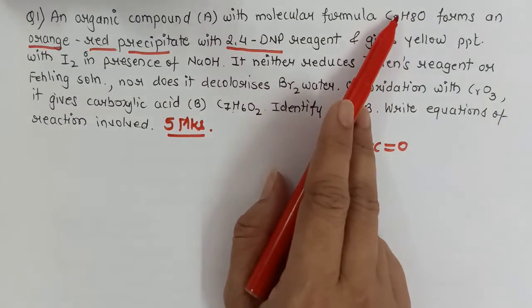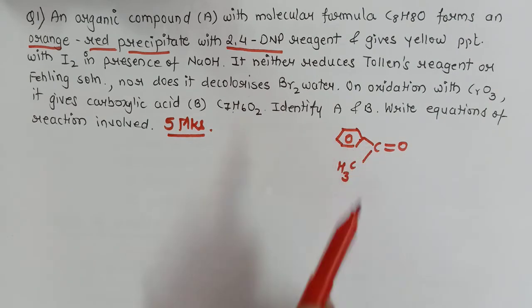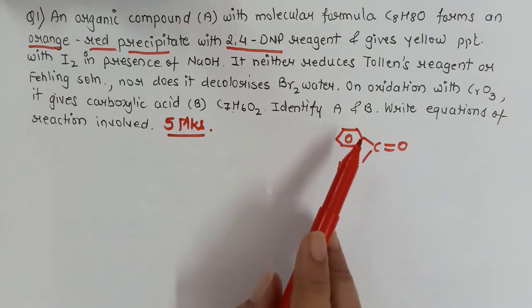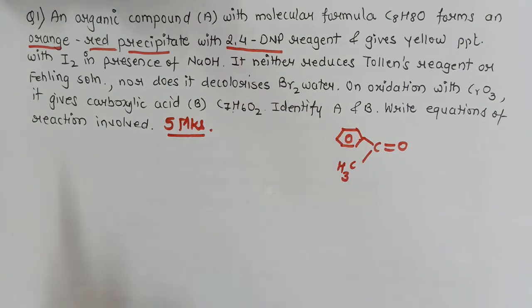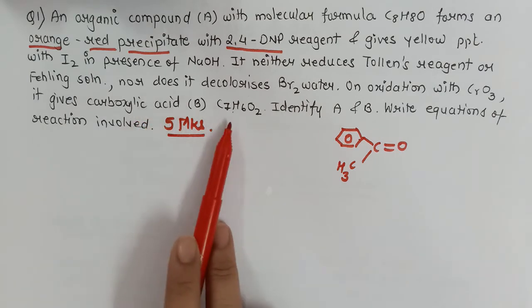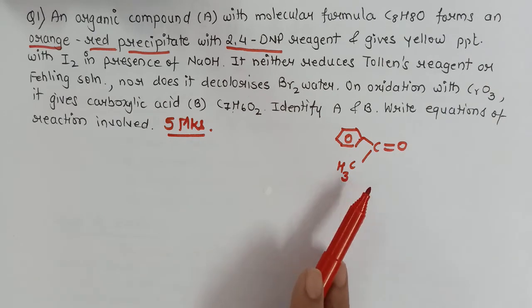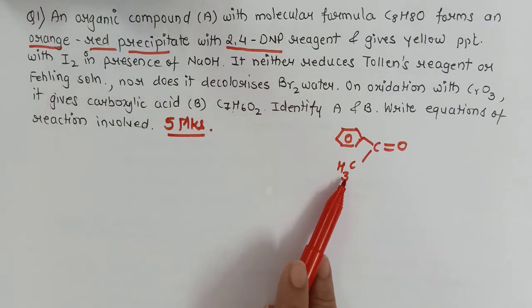Does it follow this molecular formula? C8: 1 2 3 4 5 6 7 8, then H8: 1 2 3 4 5 6 7 8, and O. That means the answer that we have predicted, acetophenone, is correct. Further, it is given that on oxidation with chromium oxide it gives a carboxylic acid C7H6O2, which may be benzoic acid, because we have seen aldehydes and ketones on oxidation give carboxylic acid. So now I have identified the original compound A, that is acetophenone.